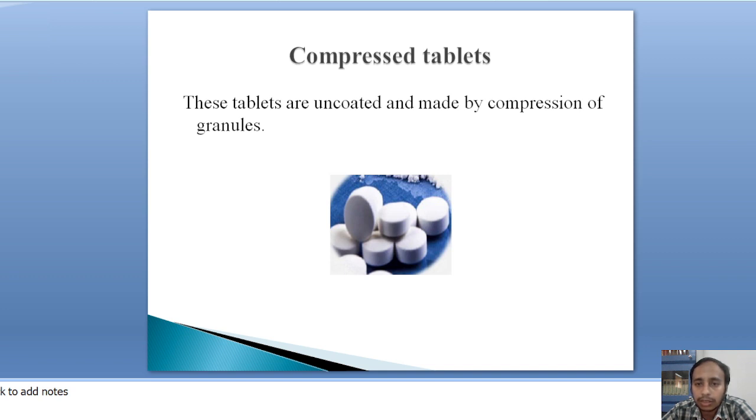Tablets can be uncoated. When tablets are uncoated, it means there is no film, no coating. You can see these tablet structures are flat and spherical, with no coating. As I said, there are different types of coatings: film coat, enteric coat, sustained release coat, and seal coat, which we have discussed till now. When there is no coating, it is called an uncoated tablet, and it is prepared by compression.